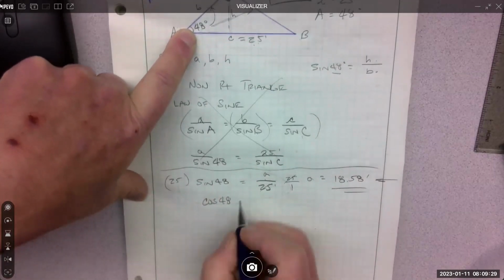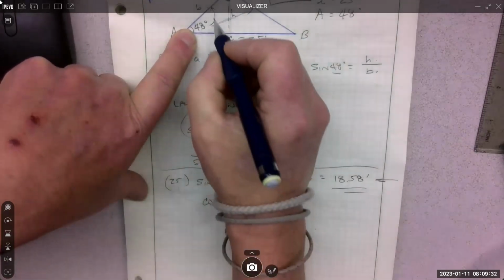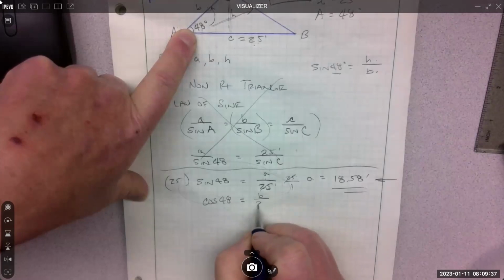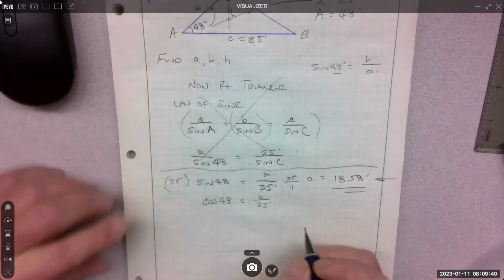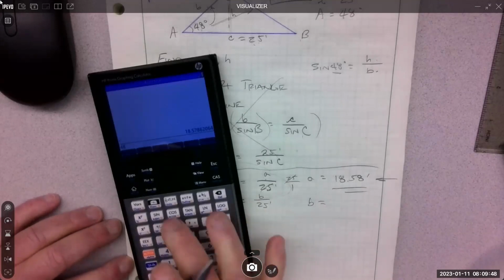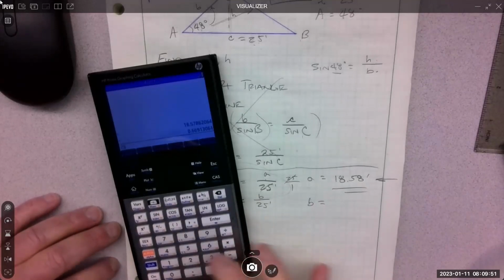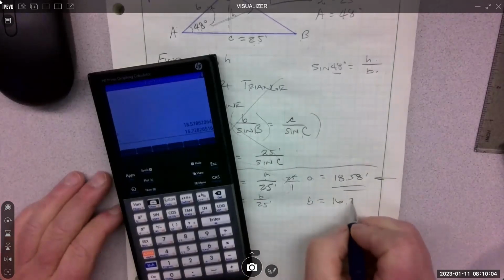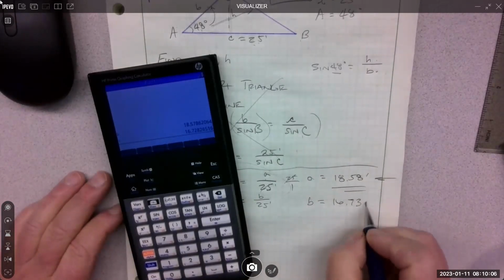48 adjacent side, that's adjacent to the 48 over the hypotenuse. Again, same kind of manipulation. I'm not going to show it. 48 cosine 25 times. Correct. 16.728. So what? 16.73. And units are feet.